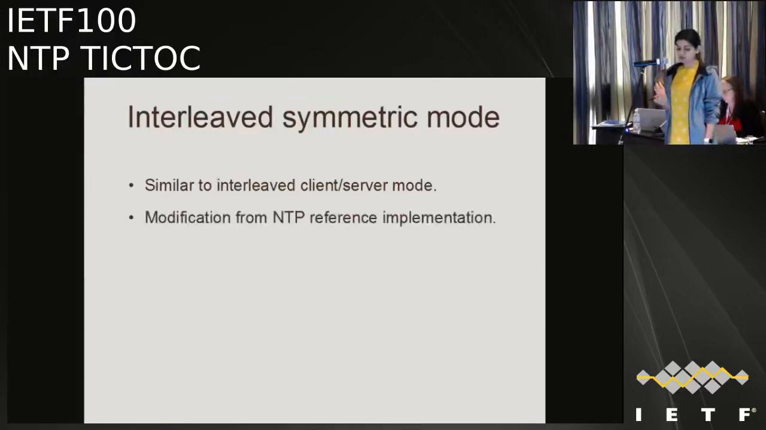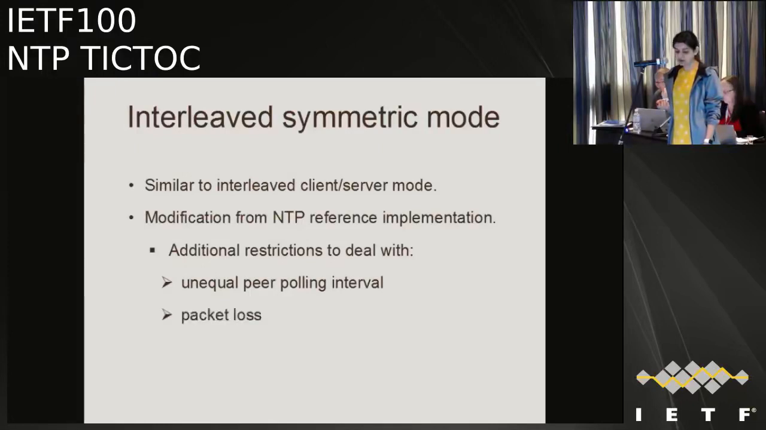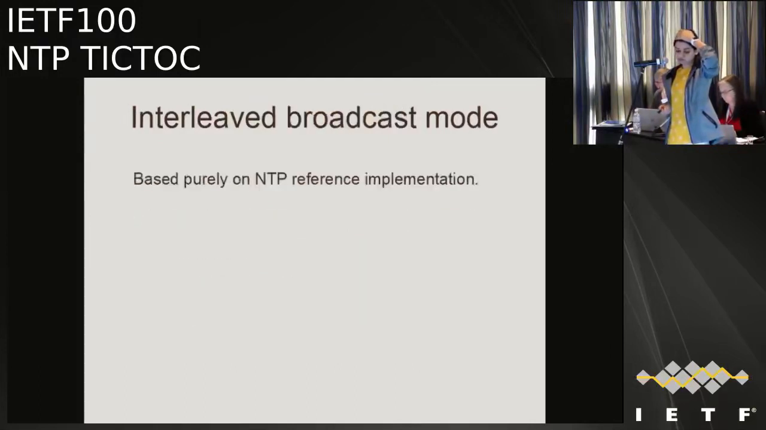Now, what is the modification from the NTP reference implementation? We want to make sure that if there is a packet loss, and in order to account for unequal polling intervals in symmetric mode, the peer doesn't compare the origin timestamp to the wrong transmit timestamp of the peer's packet. So that requires some additional restrictions that we specify in our draft. I do not have time to explain it here. But the only thing that's different from the NTP reference implementation is that we account for these two situations, and it requires some additional restrictions on both the peers.